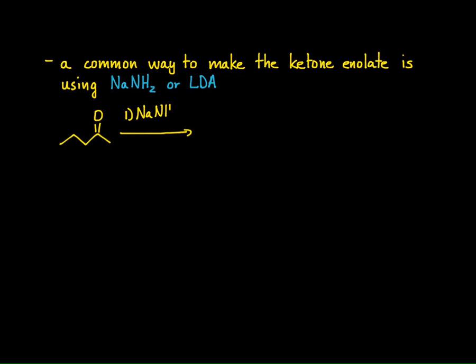So one common way to make the ketone enolate is simply using a strong base like sodium amide or LDA. So one of the things that you might see is a setup that looks like this, where you're taking a ketone, you're treating it with sodium amide or LDA, followed by the treatment of an ester followed by acidification.